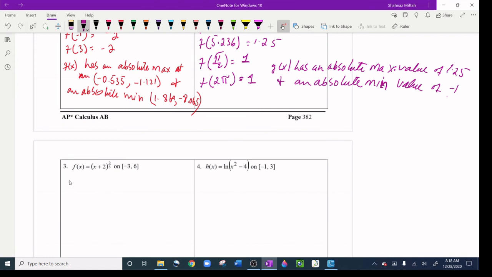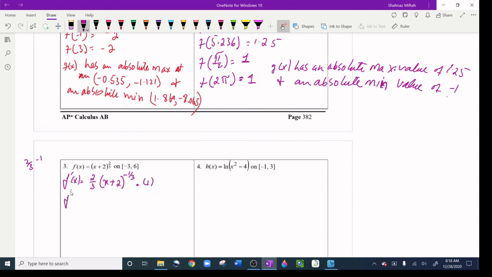Let's see if it's continuous on -3 and 6. So let's take a derivative, f prime of x. It's a chain rule. The 2/3 jumps to the front, the inside stays as it is, and 2/3 subtract 1 is going to give me -1/3, times the derivative of the inside, which is 1.